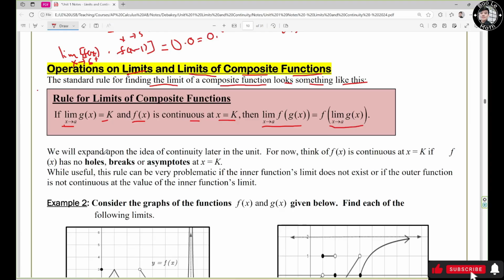Alright, we will expand upon the idea of continuity later in the unit. For now, think of f of s is continuous at s equals k if f of s has no holes, jumps or asymptotes at s equals k. While useful, this rule can be very problematic if the inner function limit does not exist, or if the outer function is not continuous at the value of the inner function's limit.